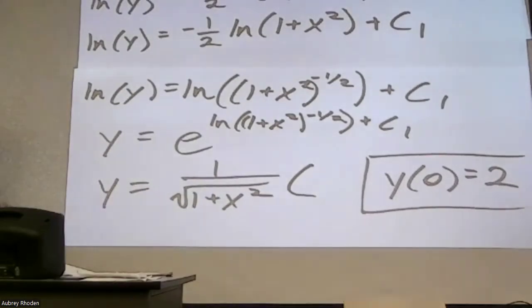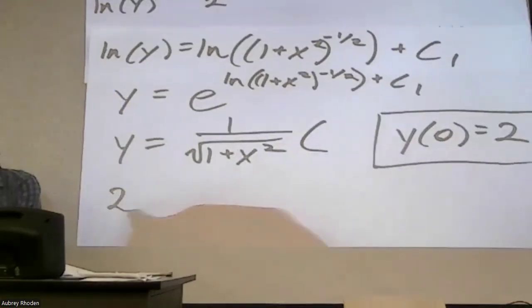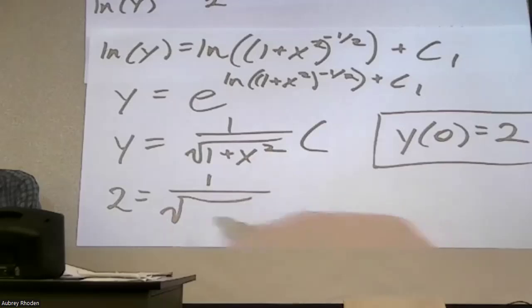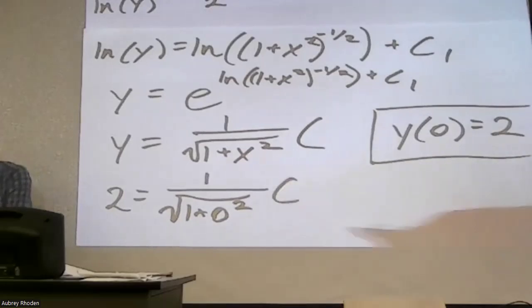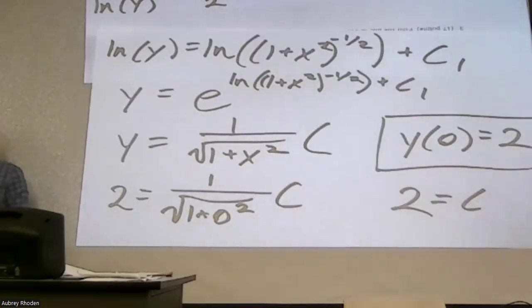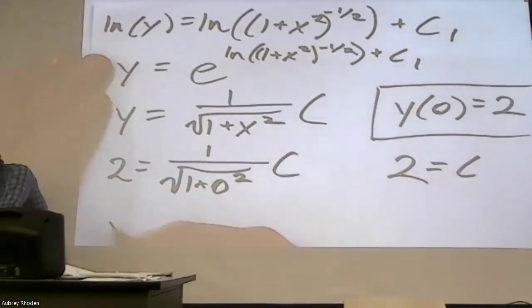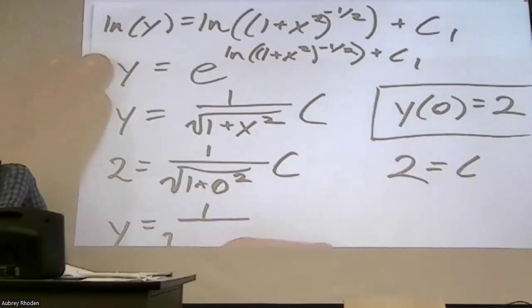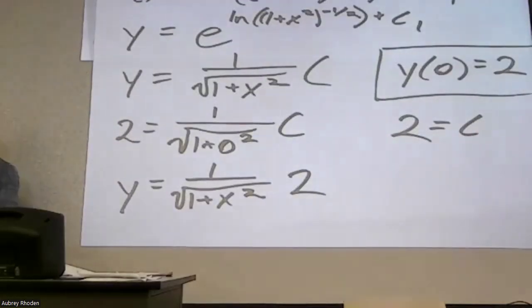And then we could say y of 0 equals 2, right? So that means that 2 would equal 1 divided by the square root of 1 plus 0 squared, and 1 divided by the square root of 1 plus 0 squared is just 1, but multiplied by c. That's going to give us that c equals 2 as well. So y equals 1 divided by the square root of 1 plus x squared, multiplied by 2. And that would be the answer to our problem.